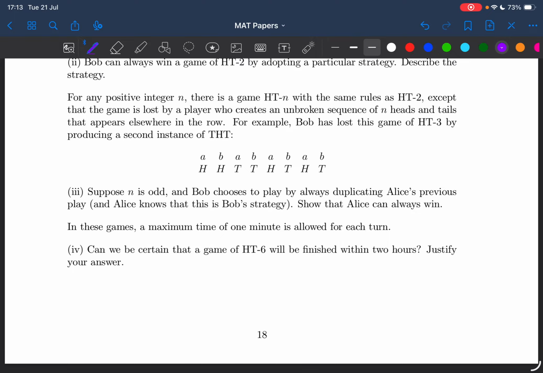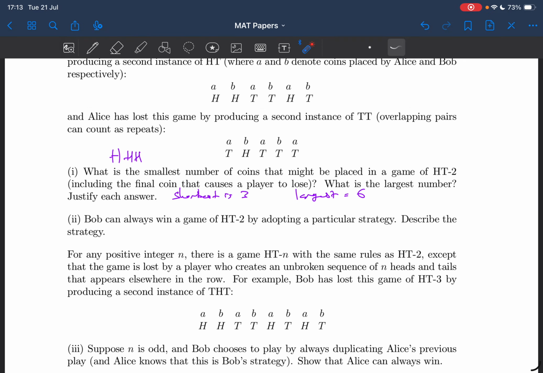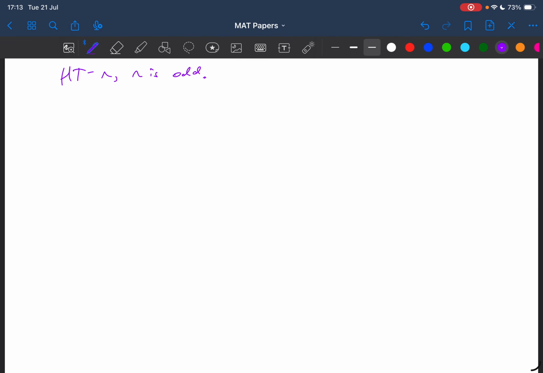Okay, let's go on to a new page maybe. So n is odd, so we're playing HTn. n is odd. And they also told us Bob chooses to play by always duplicating Alice's previous play. So Bob is a copycat. So let's think about a situation.